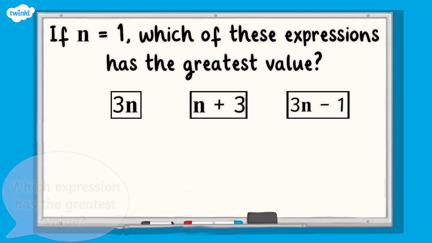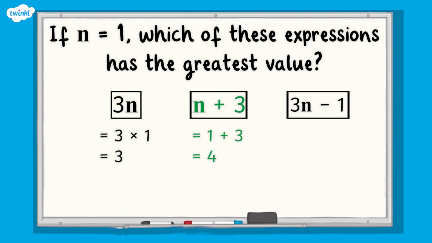Let's take a look at the value of each of the expressions. 3n equals 3 multiplied by 1, which equals 3. n plus 3 equals 1 plus 3, which equals 4. In 3n take away 1, 3n equals 3 multiplied by 1, which is 3, and subtract 1, which equals 2. Therefore, n plus 3 has the greatest value.